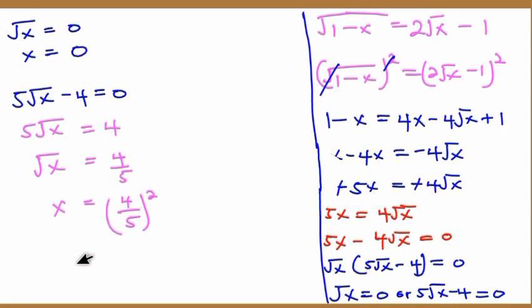So you can use the calculator to find it as 0.64, or it gives me 16 out of 25. So with this equation, my final value for x is 16 divided by 25.